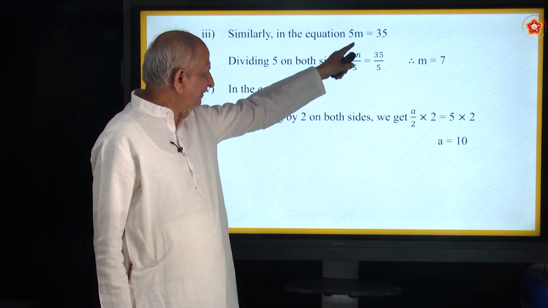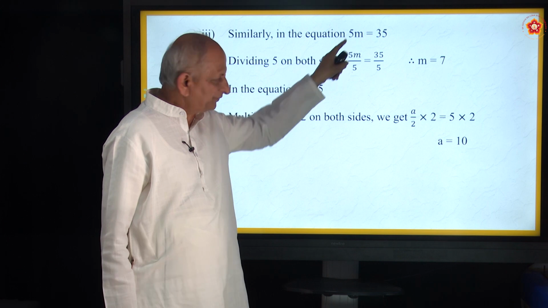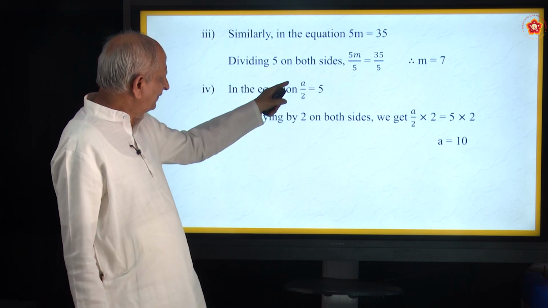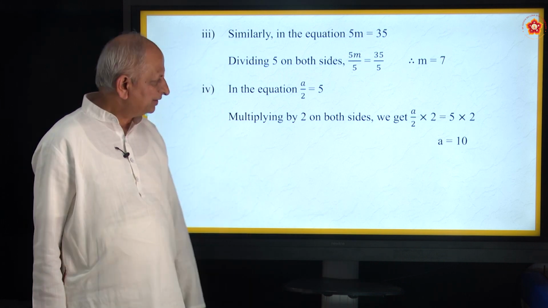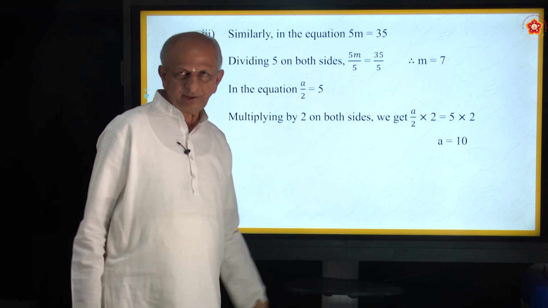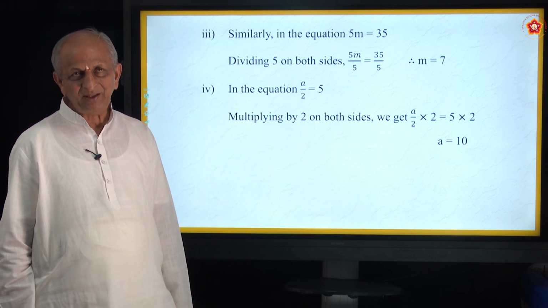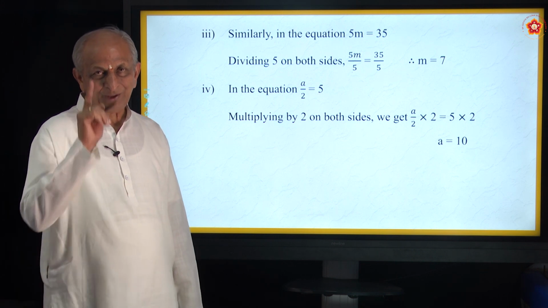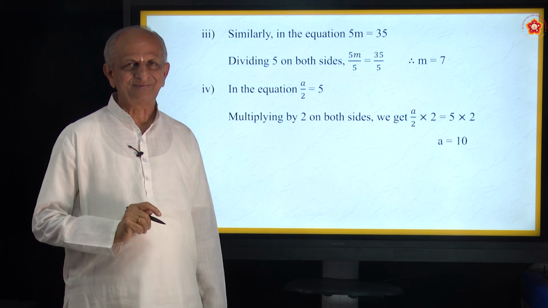Here, multiplied means divide by 5. This 5 is called the coefficient of m. Here it is divided by 2, so multiply by 2, the reverse of that, okay. That is how you get the answer. And what is this answer called? It is called the solution of the equation. How many variables are there? Only one variable. That is why it is called a simple equation.